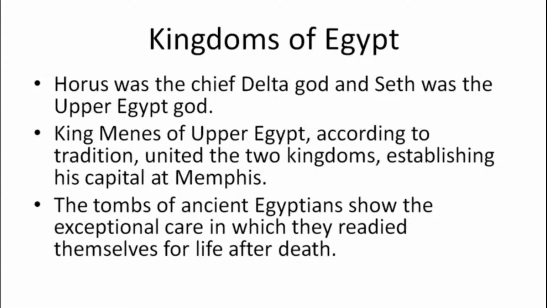Ancient Egyptians believed in many gods. Particularly, they believed in gods, or we can call them deities, for everything. They believed in a god for food, a god for water, a god for rain. For everything, they associated a god. So Horus was the chief Delta god, or like a governor for the Delta, and Seth was the Upper Egypt god. Then we have King Menes of Upper Egypt, and according to tradition, Menes united the two kingdoms, the lower and the upper, establishing his capital at Memphis. The tombs of ancient Egyptians show the exceptional care in which they readied themselves for life after death.